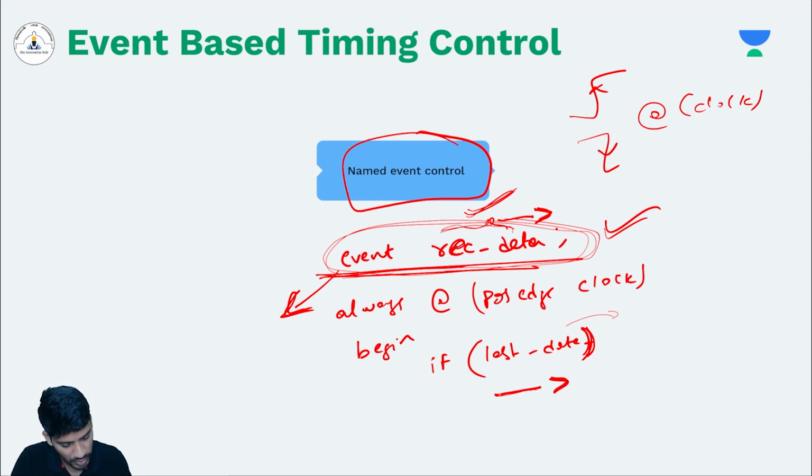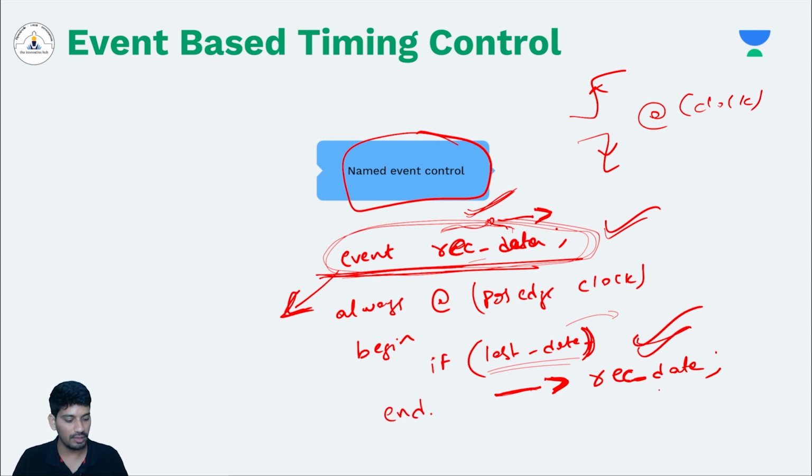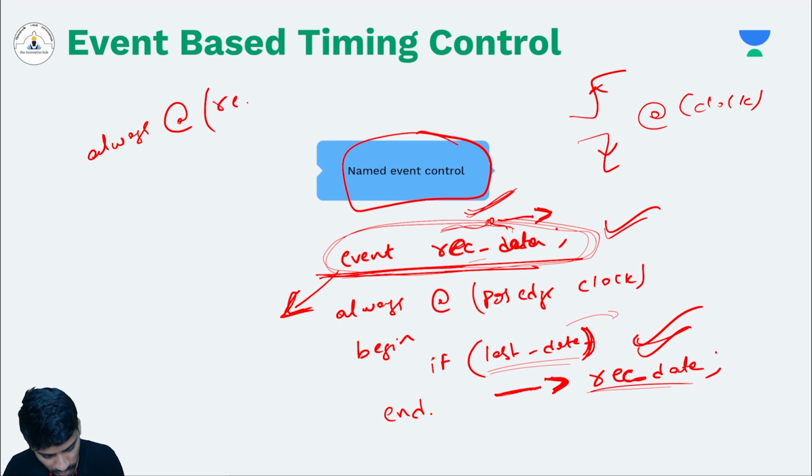So I am using this symbol, dash and greater than, followed by the name of the event, which is rec_data, the received data. If this happens, when the last data arrives, then trigger this event and then end. We'll use this triggered event with one more always block, always @(my event), this is my event, receive data.